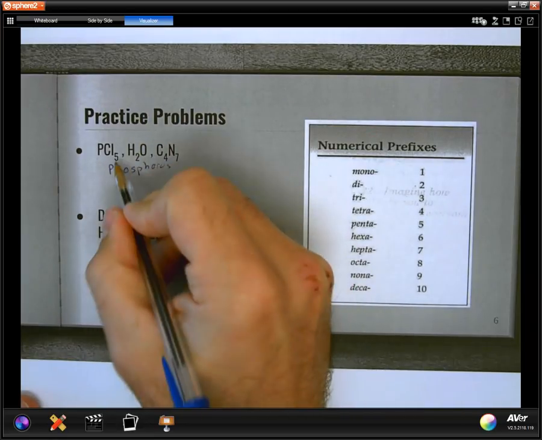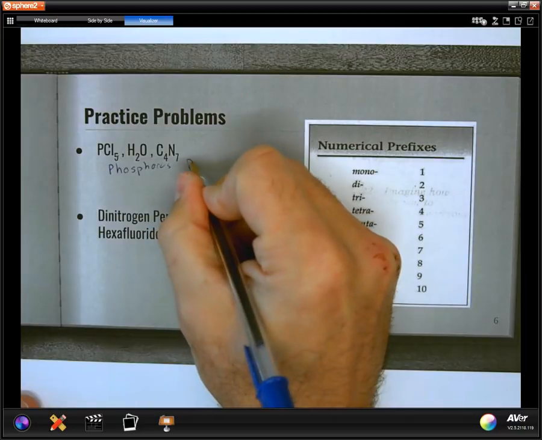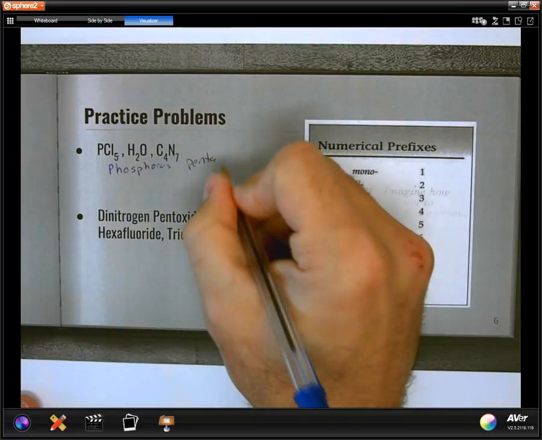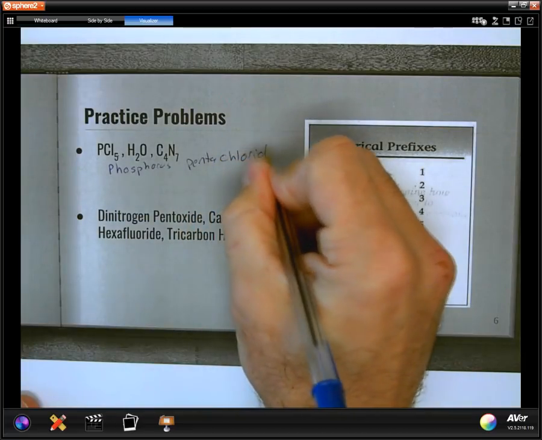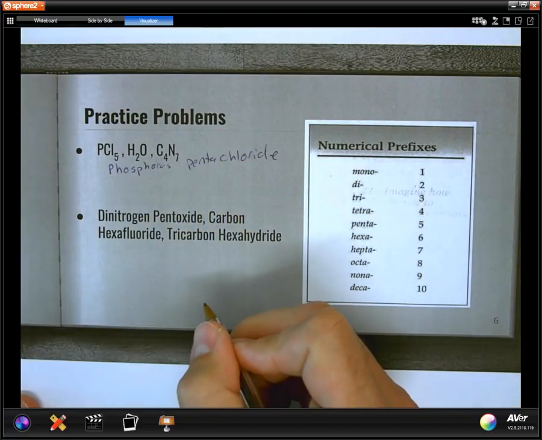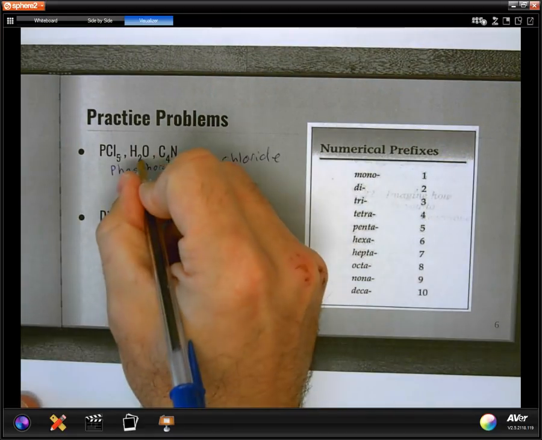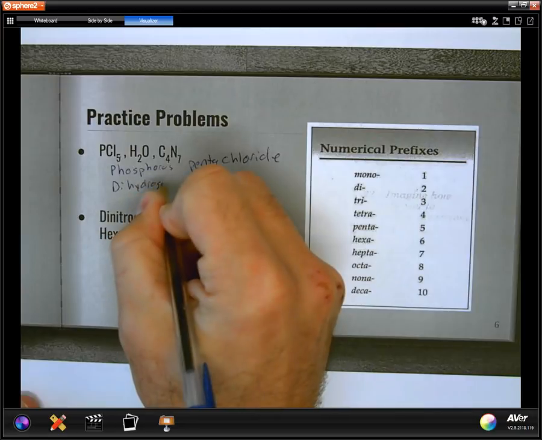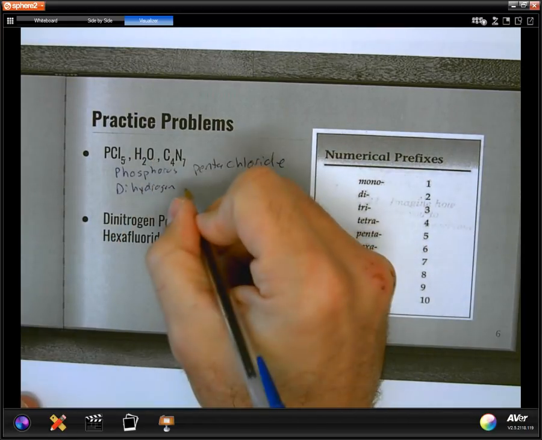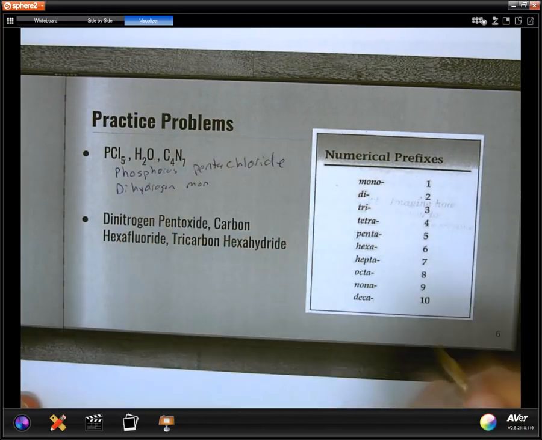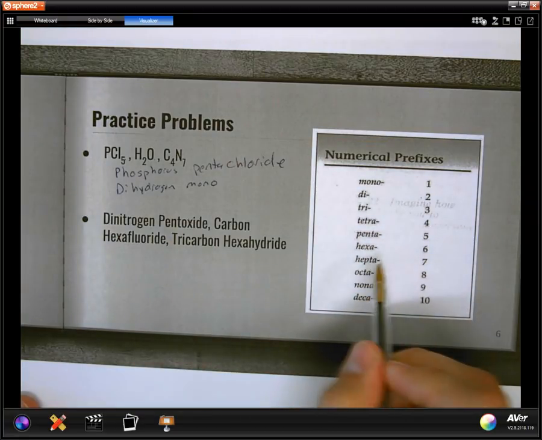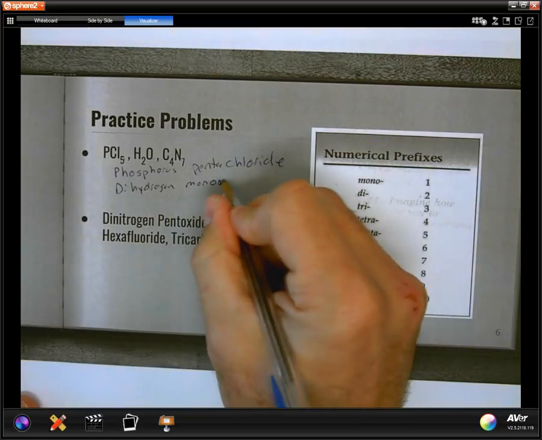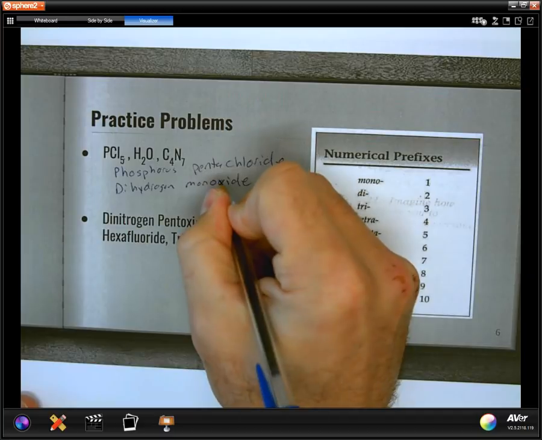And then we do have a 5 here, so I need to put the prefix penta, which I see right here. And again, it's not chlorine, but it's going to be chloride. Phosphorus pentachloride. Next one you've already seen, a 2, so that would be di. We have hydrogen. And then again, there's a 1 here, so we do include the mono because it's the second one listed, but I do not double up the O. I actually drop the O off mono, and I just go monoxide. Oops, I even almost made that mistake myself.